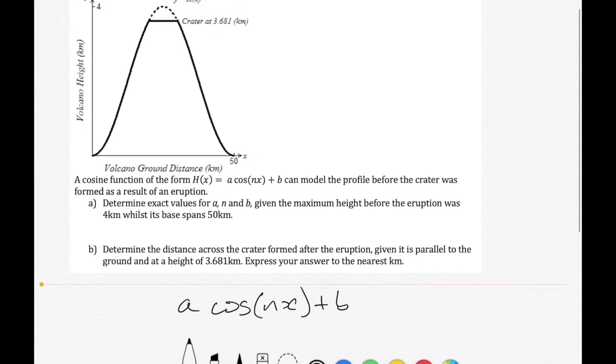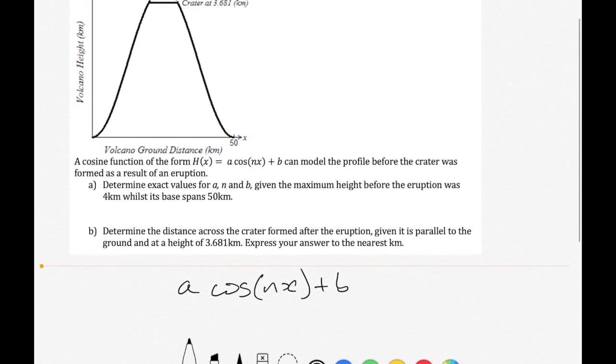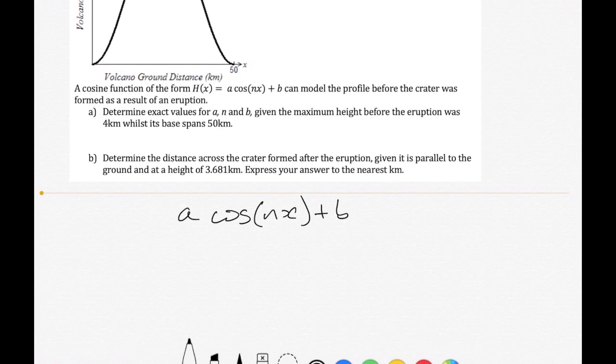Now, sure, you could look at that graph and realize that anyway. We could also look at the graph and realize that A is going to have to be a negative value. But we're using the template that's provided to assist us. So we need to work out what A, N, and B are. What information do we have? Well, I always like to start with the period, and we can use that to find our n value.